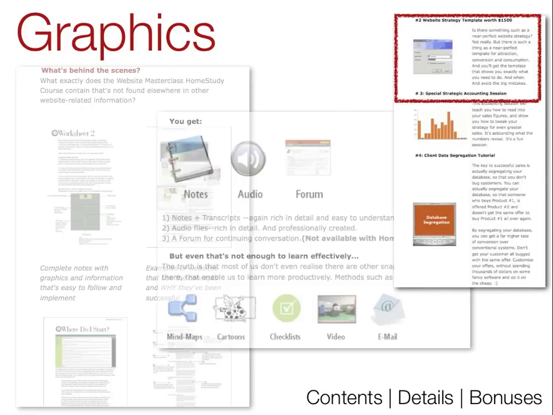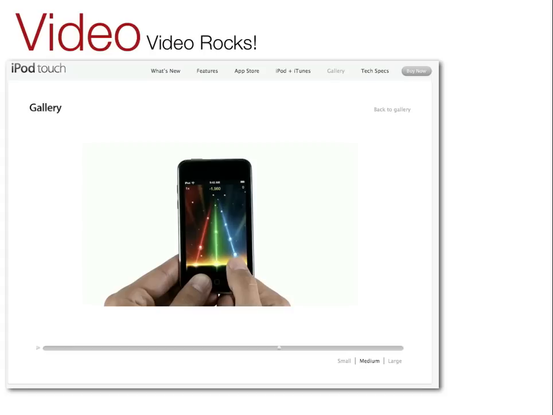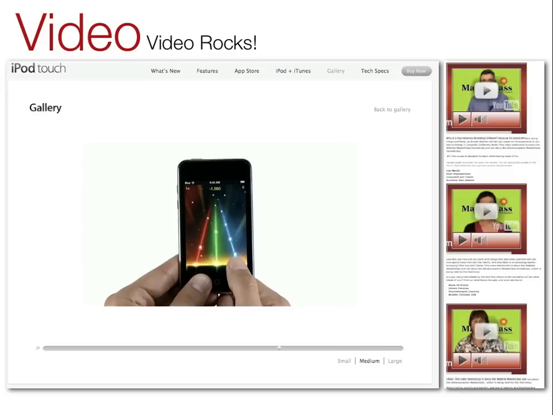Even bonuses, for instance. People tend to just put the bonuses there. They just list them. Well, have graphics. And of course, there's video usage. Now, in today's world, there's no reason why you shouldn't be using video. Video is so effective. So let's take a look at video and see how effective video really is.